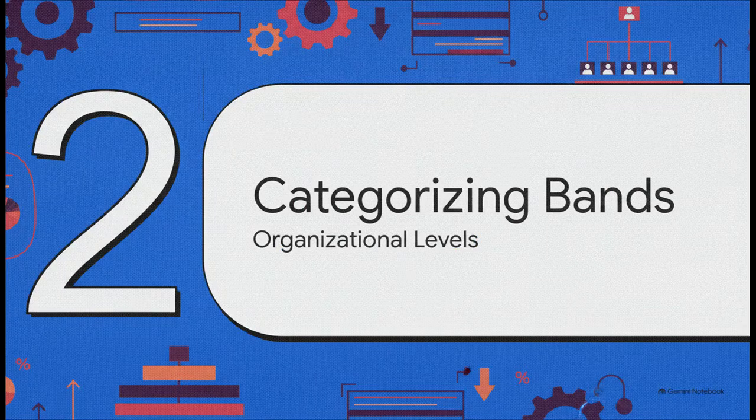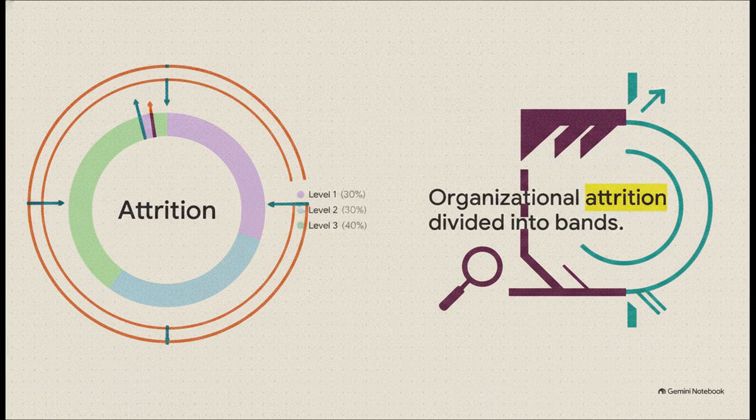Moving right along to Section 2, categorizing by organizational band. And this brilliantly illustrates exactly what we're talking about. Imagine your total attrition as a massive donut chart. Instead of just staring at the whole thing, we slice it up into conceptual pieces. Level 1, Level 2, and Level 3. So these could represent your entry-level employees, your middle management, and your executive tier.